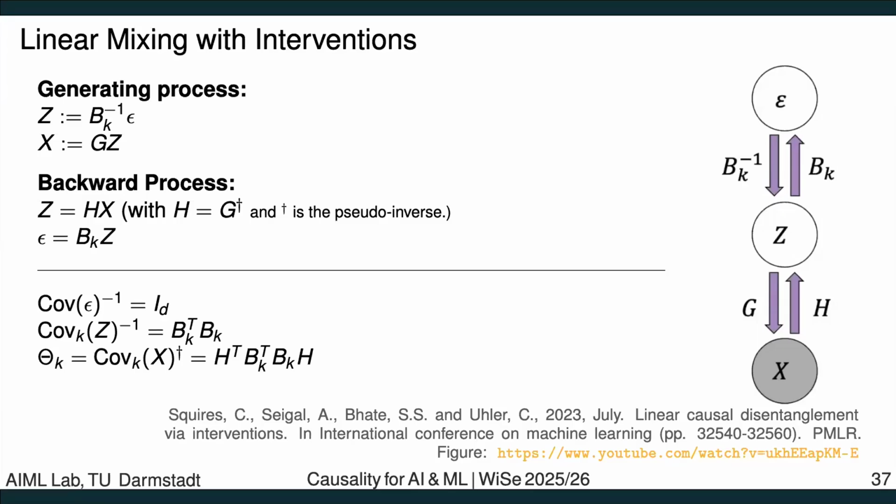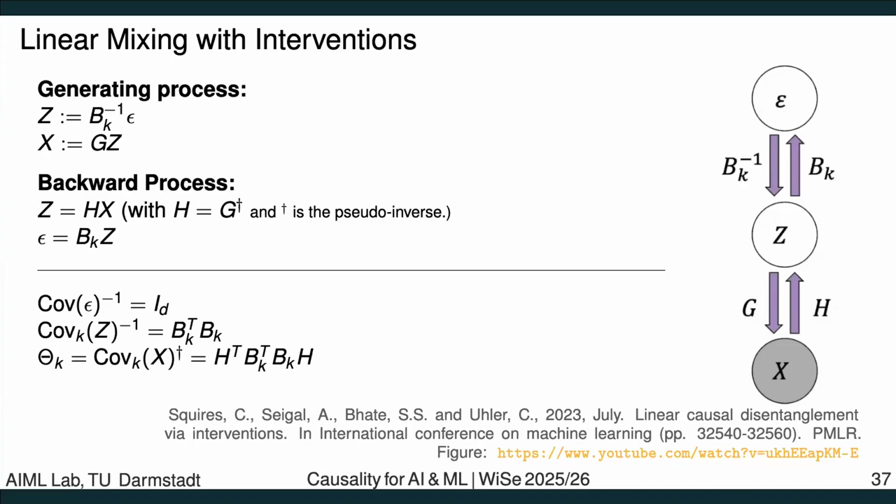And we make some assumptions. The covariance of the noise terms is the identity matrix. Basically, this means they are not confounded, so they are all independent of each other. This is a common assumption that we always make. Then the authors define some covariance of Z in terms of B.